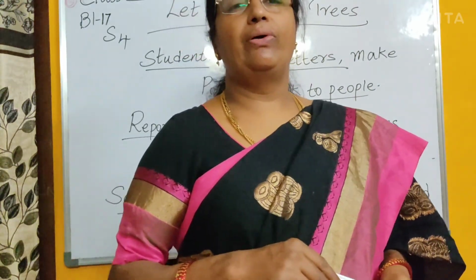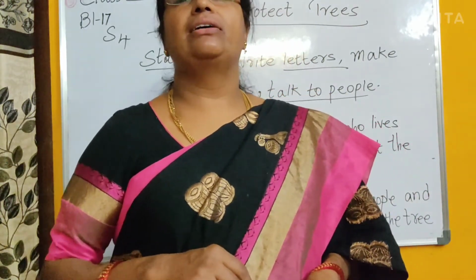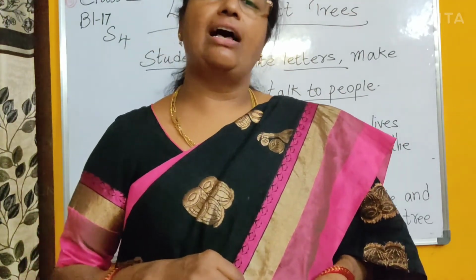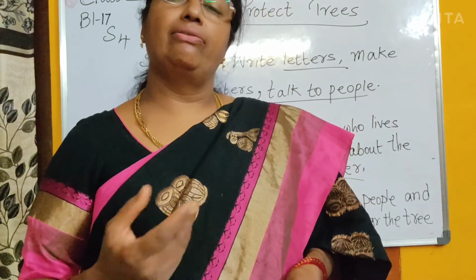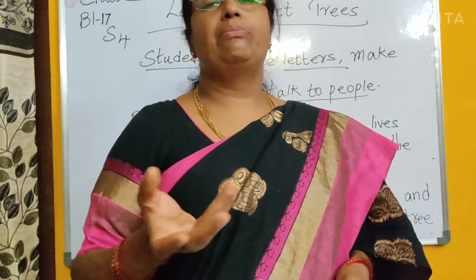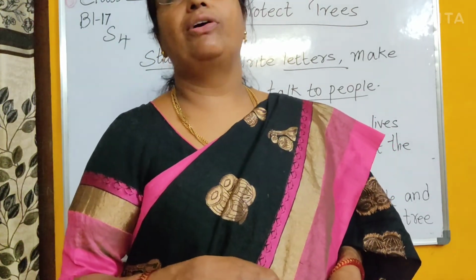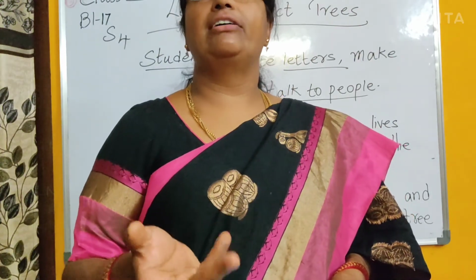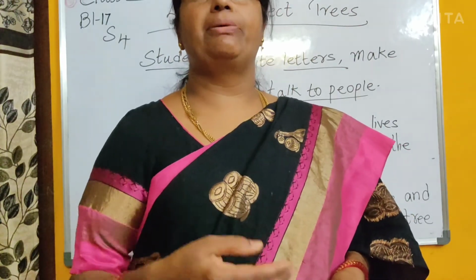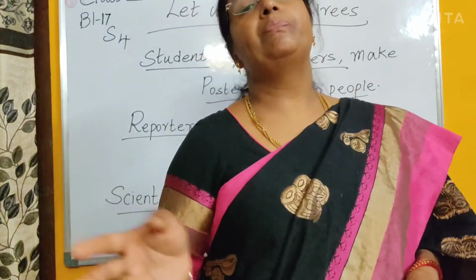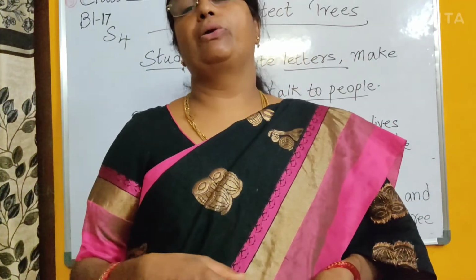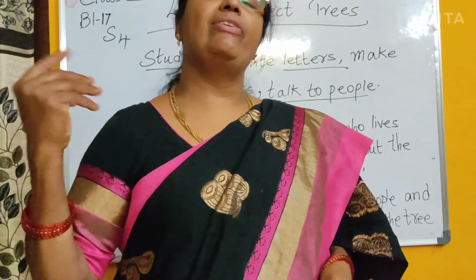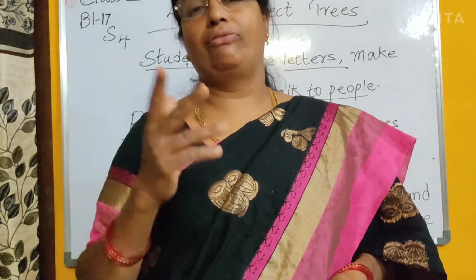That is S4. We have completed our block 17, that is our green cover. First block we learned types of forests. Second block we learned the uses of forests. Third block we learned why forests are disappearing. In the fourth block we learned what we can do to protect the forests, or what every person in the society can do to protect forests.